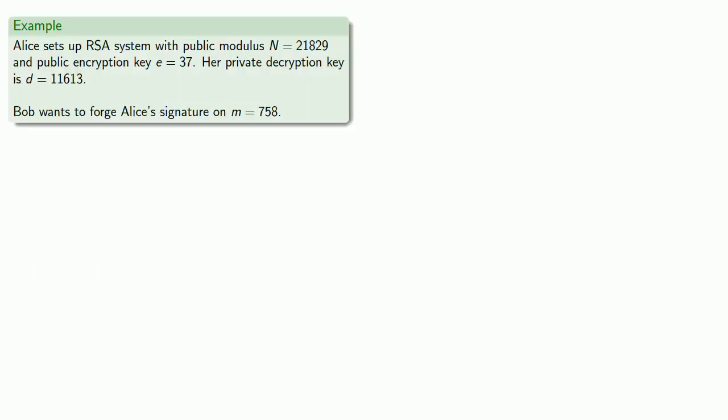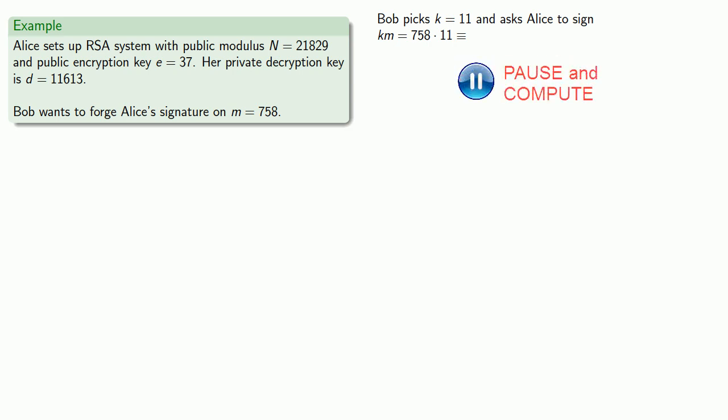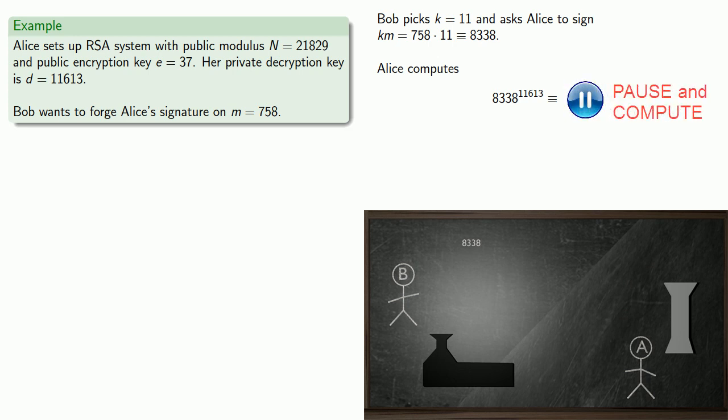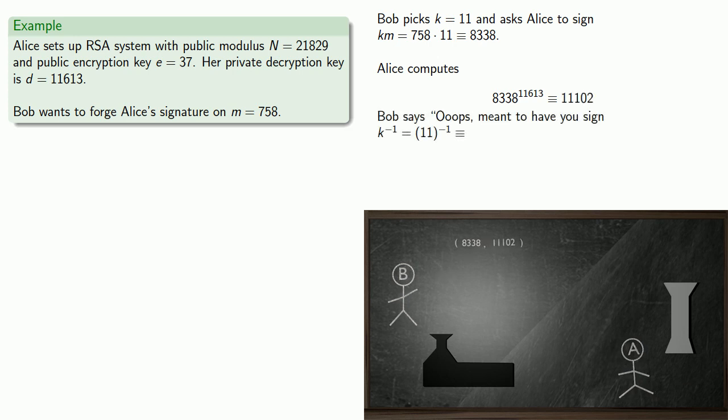So let's say that we have the same RSA setup as before, but this time Bob wants to forge Alice's signature on the document M equals 758. So to carry out his nefarious scheme, Bob picks K equals 11 and asks Alice to sign KM, 758 times 11, which is 8338. And Alice computes 8338 to the power 11613 to get 11102.